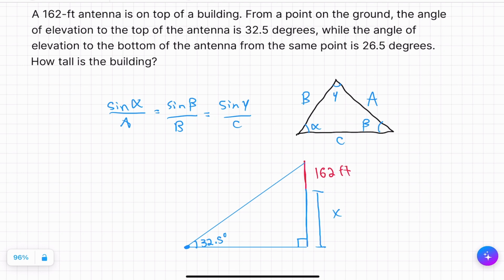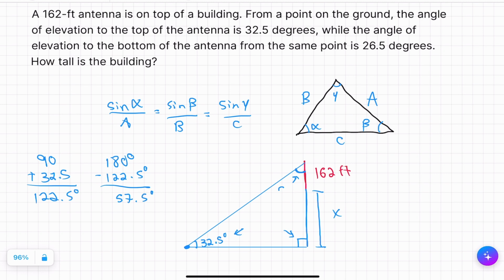Okay, so this is a right triangle. And the first thing we're going to do is try and solve for this angle right here. How do we do that? We know that we have 90 degrees here, 32.5 degrees there. So let's go ahead and add those together. 90 plus 32.5 is equal to 122.5 degrees. You may have learned that a triangle contains 180 degrees. So we can subtract 122.5 from 180 to get this angle here. 180 minus 122.5 is 57.5 degrees. So our angle is 57.5 degrees.